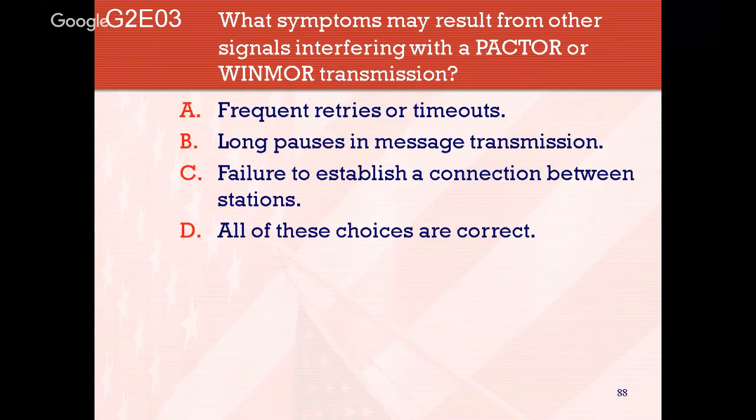What symptoms may result from other signals interfering with a PacTor or WinMor transmission? When you look at this, you might have frequent retries or timeouts, long pauses in a message transmission, failure to establish a connection between two stations. All of these are correct choices. And it usually depends on your conditions, your atmospheric conditions, propagation at the time too.